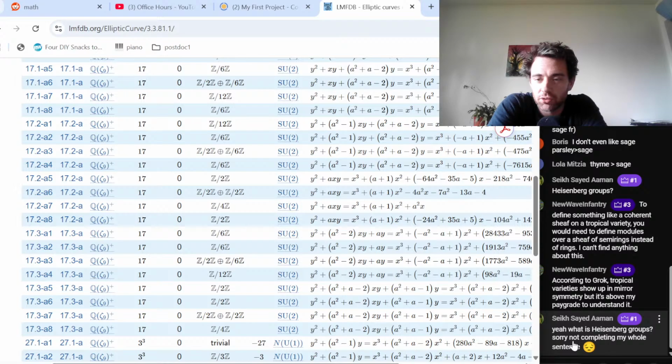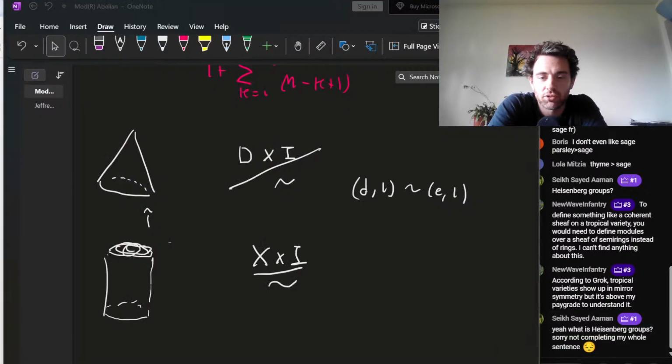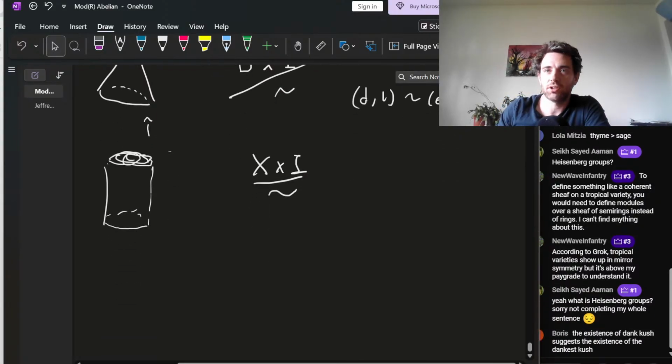Yeah, what is the Heisenberg group? The Heisenberg group is basically, it's like upper triangular matrices. It's like what, one?